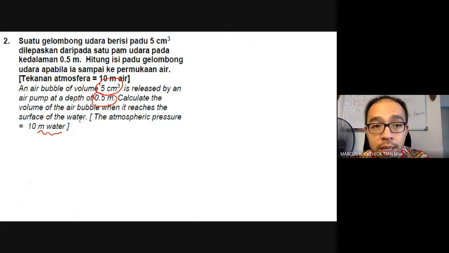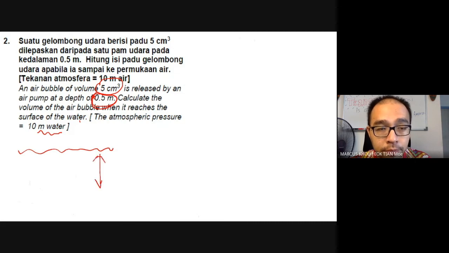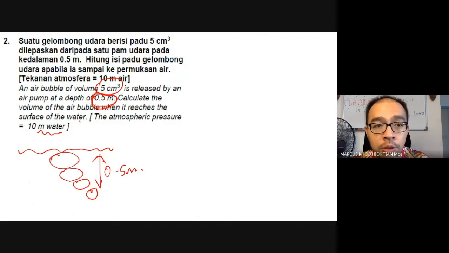Which we say meter water, but it tells us that this 0.5 meters is also a unit for pressure. Actually it's meter water. Let me illustrate this situation to you. So you have this water, and then 0.5 meters below the water is this air bubble. Then the bubble is going to get bigger and bigger, obviously. As the air bubble rises, it's going to get bigger.